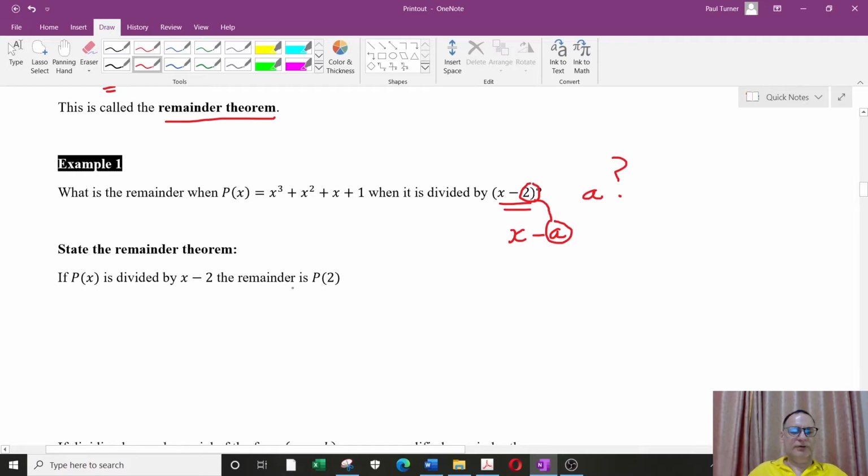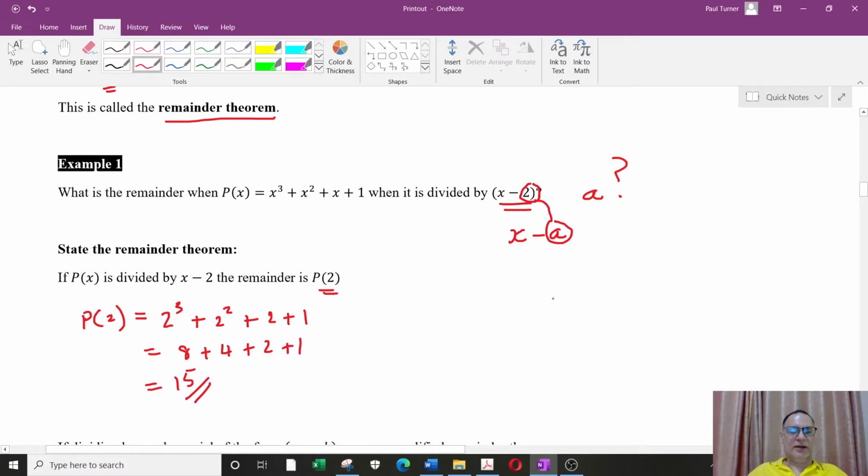So if we put 2 in, let's check that we get our value. So put in 2 and see if we get a remainder. So 2 cubed plus 2 squared plus 2 plus 1. This will be the remainder without division. 8 plus 4 plus 2 plus 1. 8, 9, 10, 11, 12, 13, 14, 15.